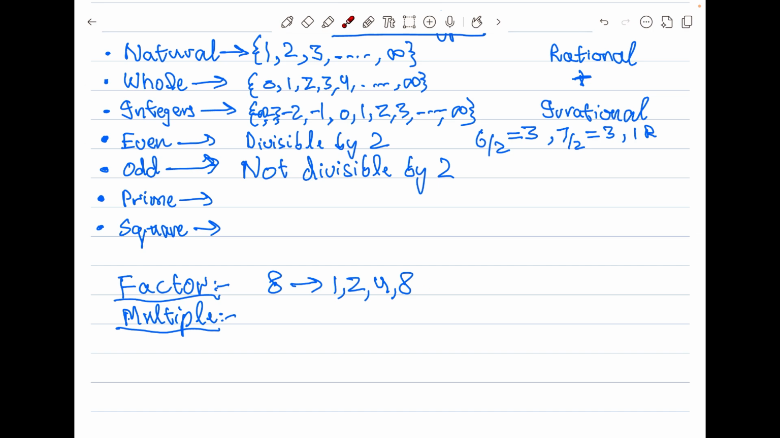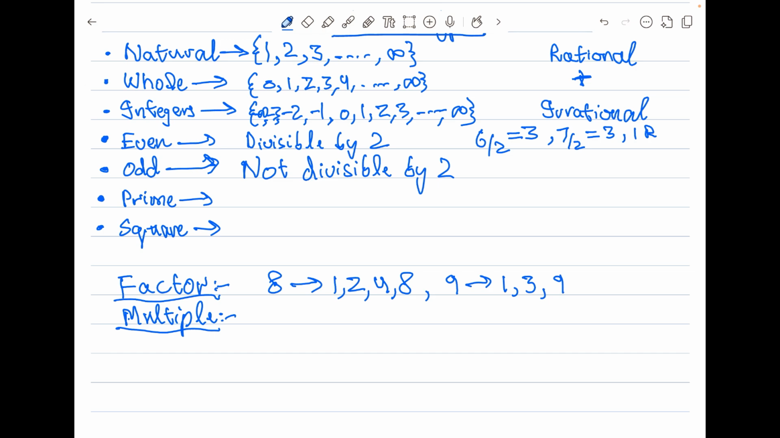For example, if we have 9, all the numbers that divide 9 without leaving a remainder are 1, 3, and 9, right? So 1, 3, and 9 are the factors of 9. As you can see, for any number that you can think of, 1 and the number itself are always factors of that number.